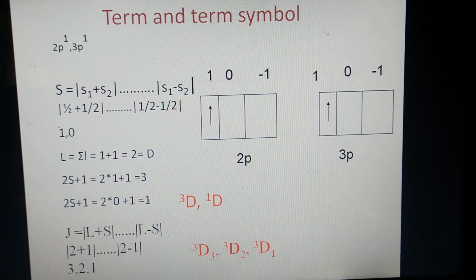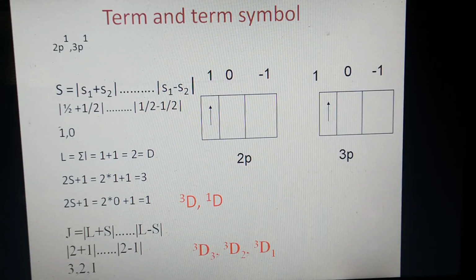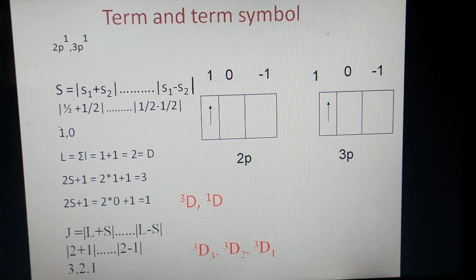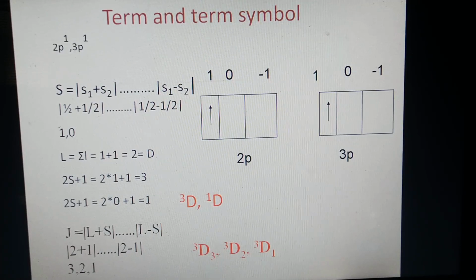For calculating the value of J, it varies from L plus S to L minus S. Taking the values of L and S, L is 2 and S is 1. So from 2 plus 1 to 2 minus 1, the values of J are 3, 2 and 1. Here, if they are asking about the spectroscopic term, then our answer should be 3D or 1D. If they are asking about the term symbol, then our answer should be 3D3, 3D2 or 3D1.